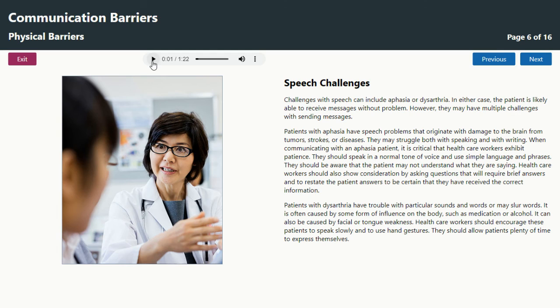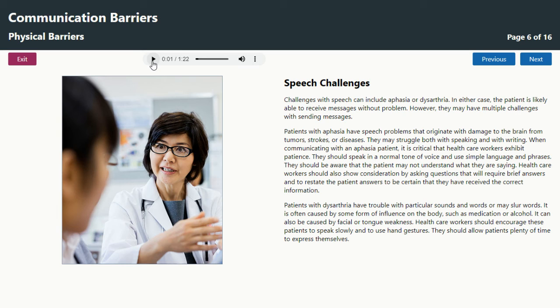Speech challenges. Challenges with speech can include aphasia or dysarthria. In either case, the patient is likely able to receive messages without problem. However, they may have multiple challenges with sending messages. Patients with aphasia have speech problems that originate with damage to the brain from tumors, strokes, or diseases. They may struggle both with speaking and with writing.